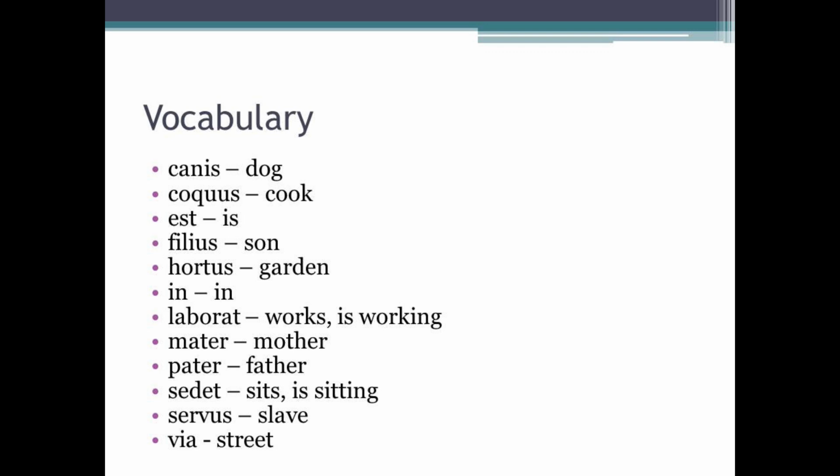Laborat, works or is working. Mater, mother. Pater means father. Sedet, sits or is sitting. Servus is a slave. And via is a street.